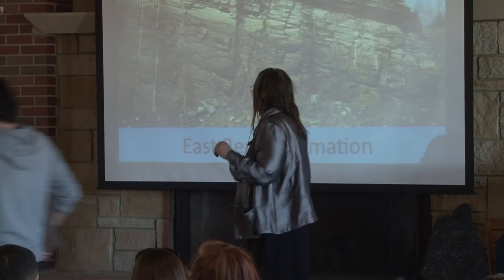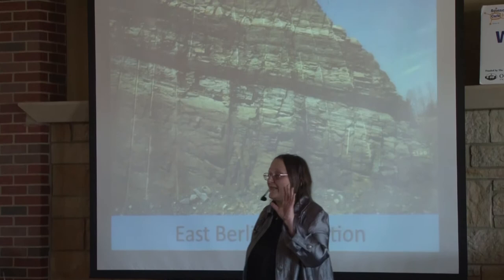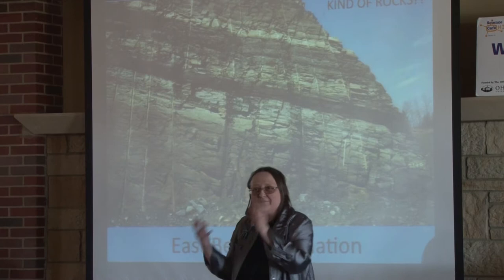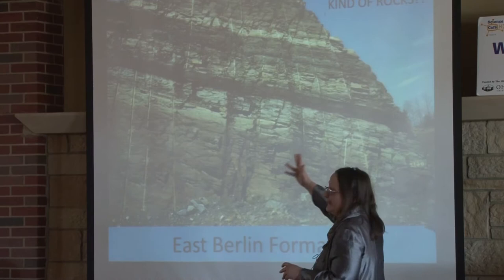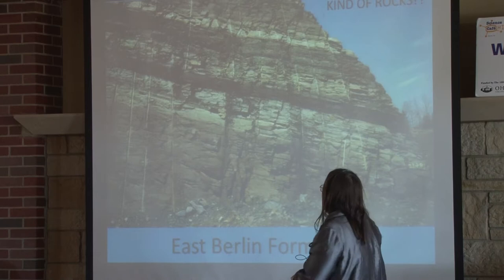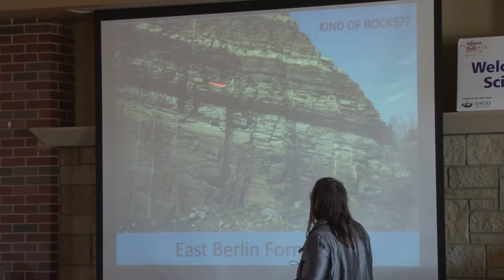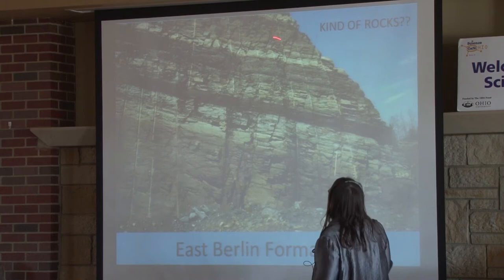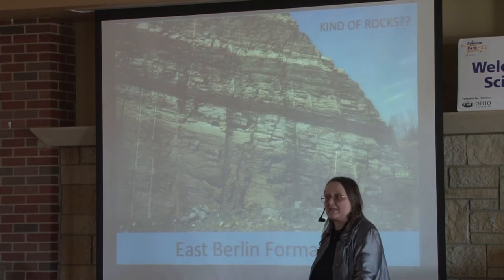So these are sedimentary rocks. They are from ancient sediments and hardened into rocks after millions of years being baked down deep in the earth. And so we have layering representing the sediments being laid down through time. Here I have some black bands, and there's gray, and then these are red rocks. This particular formation where their footprints are found is called the East Berlin Formation.